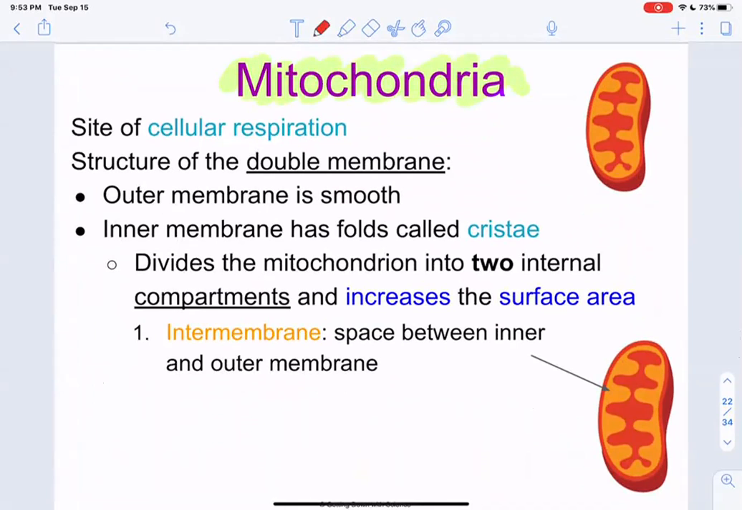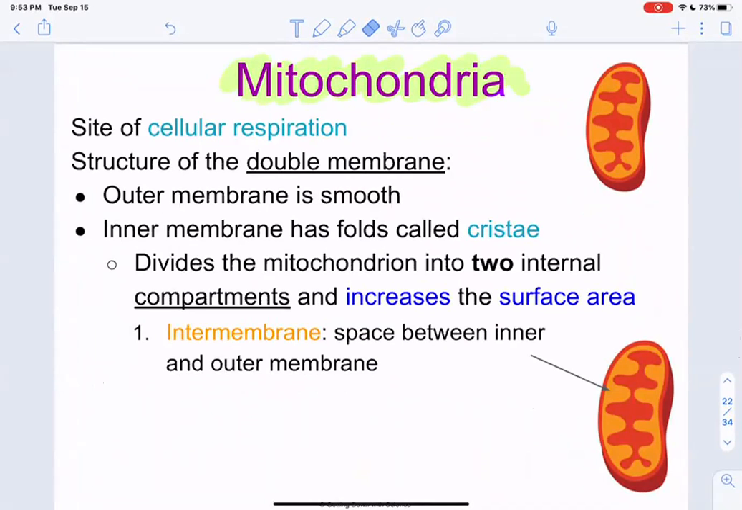Not to be mistaken with the mitochondriana. No, mitochondria. Oops. I've literally been waiting this whole lesson just to make that joke.